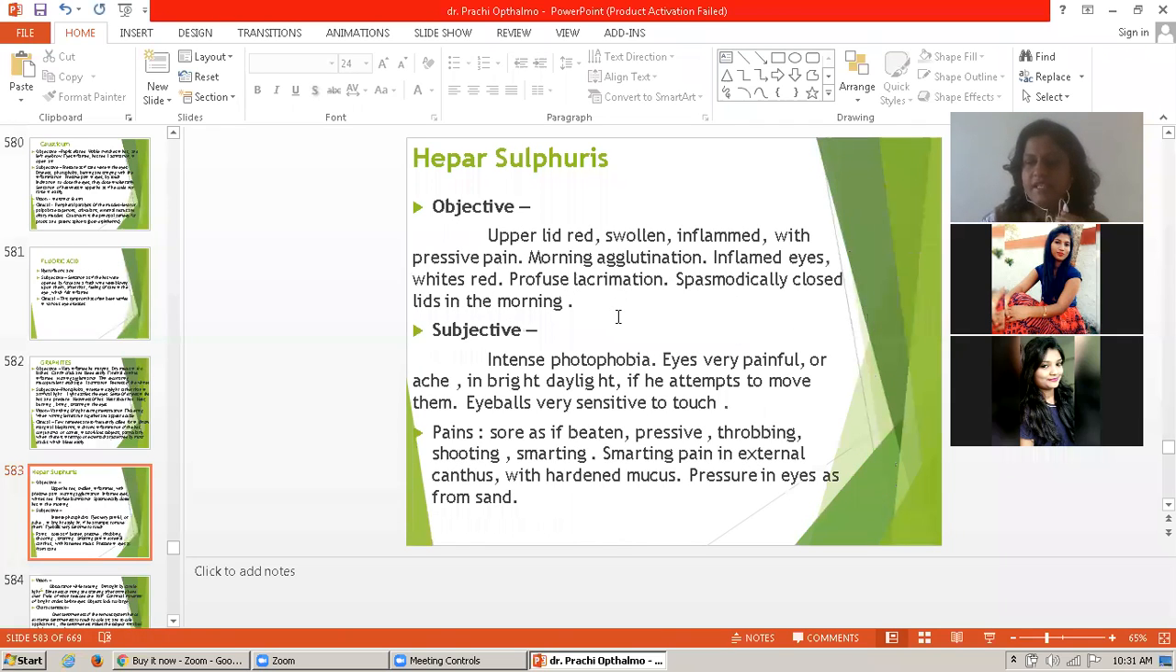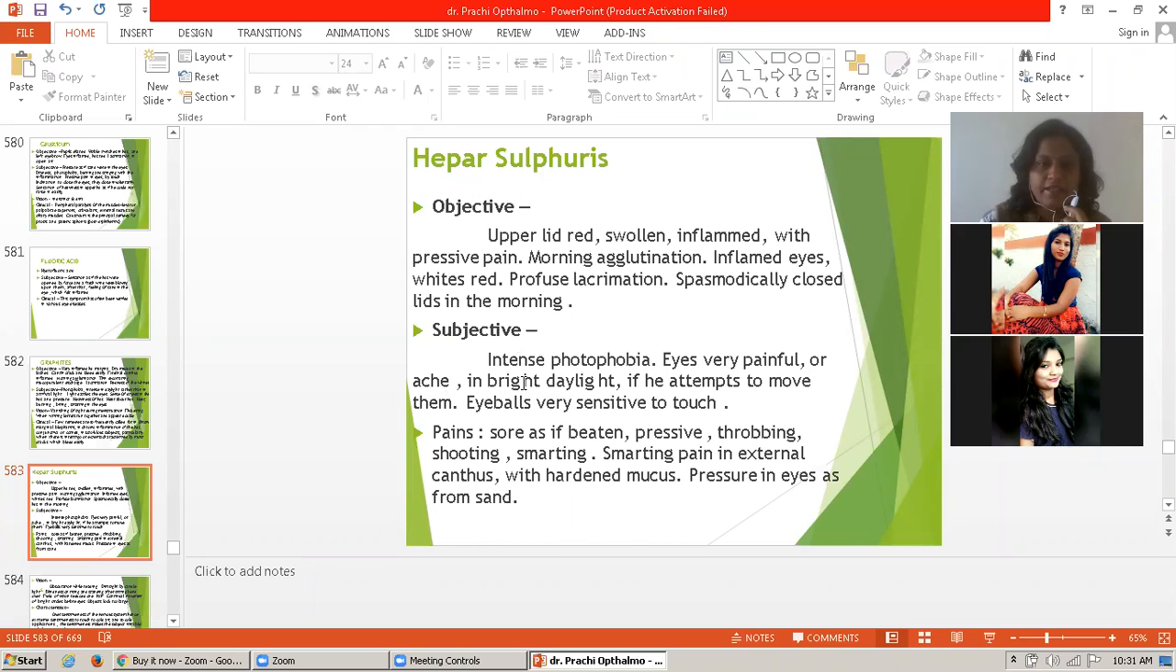So, the next remedy is Hepar sulphuris, that is Hepar sulph. Objectively, the patient shows that the upper lids are red, swollen, inflamed with pressive pain and morning agglutination, with inflamed eyes, whites red, profuse lacrimation, spasmodically closed lids in the morning. And subjectively, the patient shows an intense photophobia. Eyes are very painful or ache.